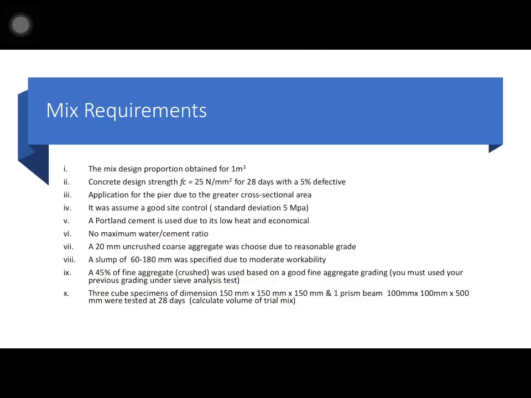Now this is the mix requirement for this concrete mix design testing. So number 1, the mix design proportion obtained for 1 meter cube. That is why if you want to get the actual, you need to get the volume of the trial mix. And then number 2, the concrete design strength is given 25 Newton per millimeter square for 28 days with 5% defective. So you must be aware of this info, this mix requirement.